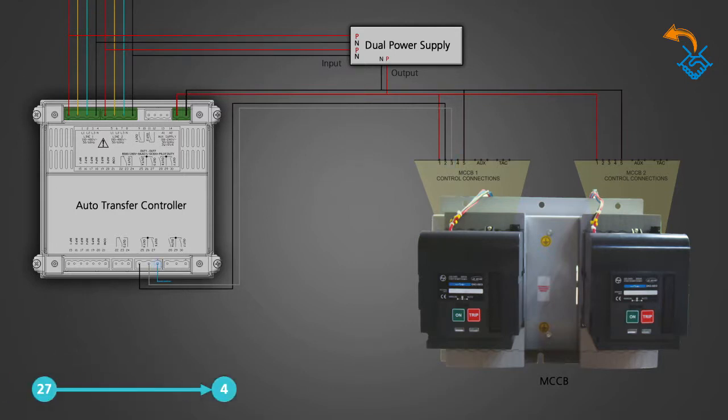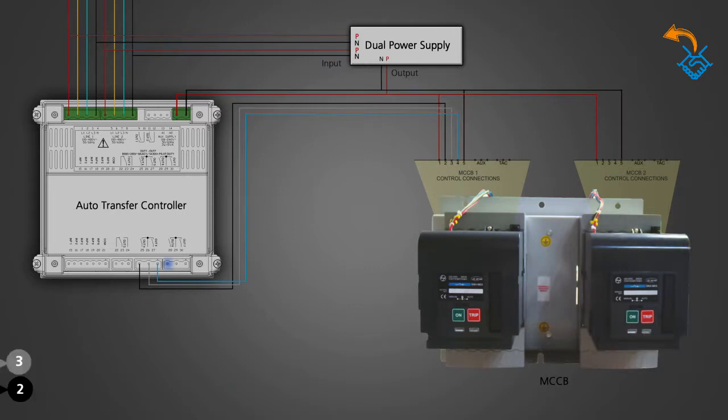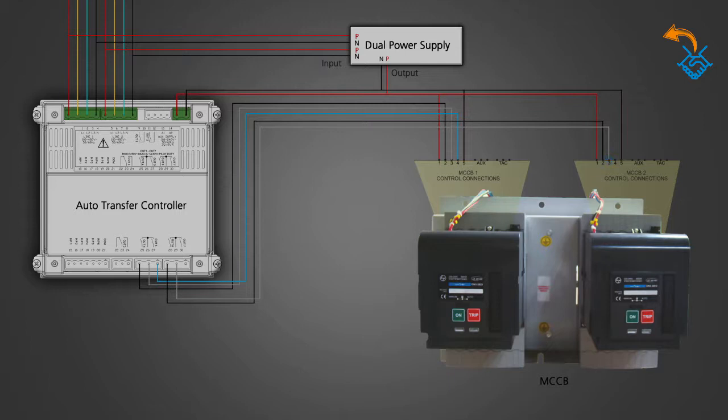Terminal 27 of output 5 of the controller connected with blue wire ferrule number 4. MCCB 2. Terminals 28 and 29 of output 6 of the controller connected with black wire ferrule number 2 and grey wire ferrule number 3. Terminal 30 of output 7 of the controller connected with blue wire ferrule number 4.